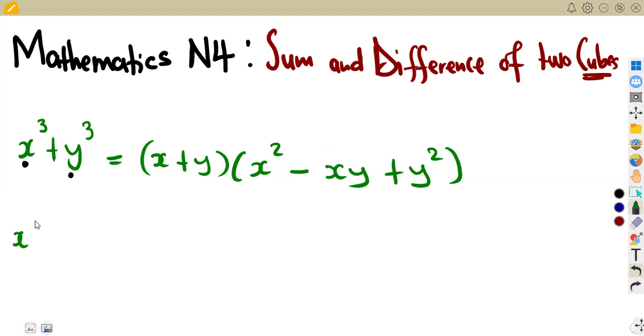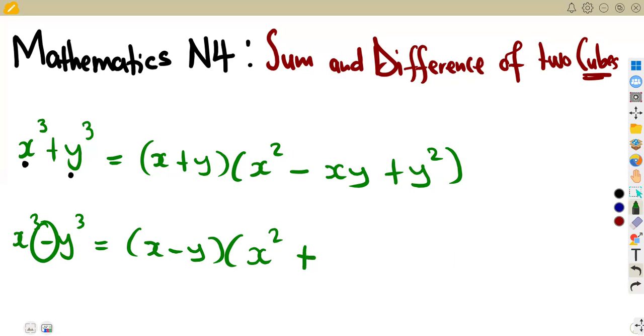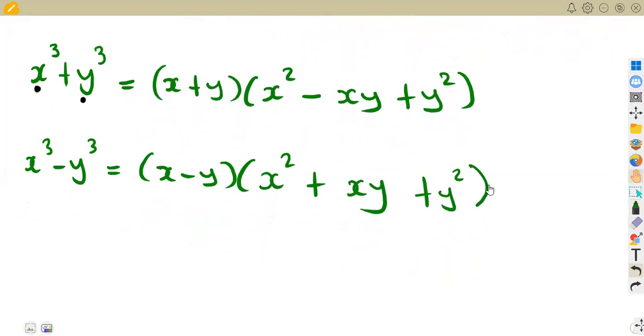Now take x to the exponent of 3 minus y to the exponent of 3. The minus remains as it is on the first bracket, where we are subtracting the first and last term. But in the second bracket, we have the first term squared, then the minus changes to a plus, just like a plus changed to a minus before. So this is going to be plus the product of the first and last, plus the last term squared. So this is how you factorize such expressions.